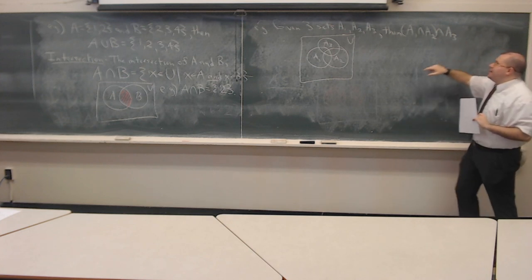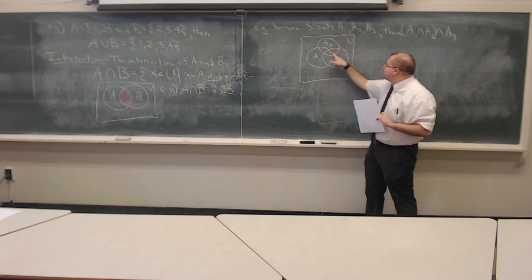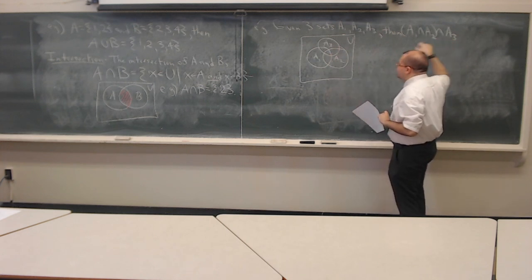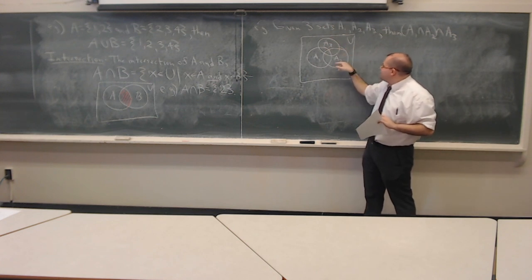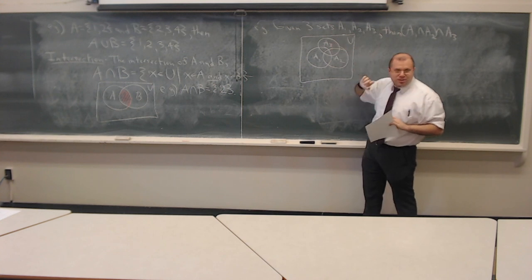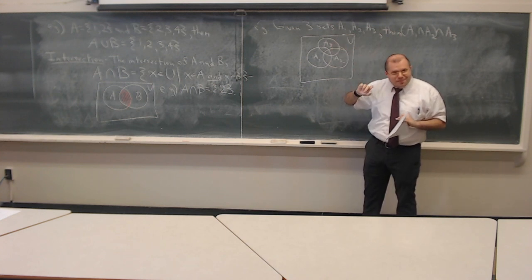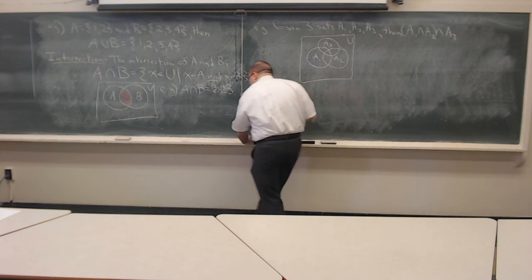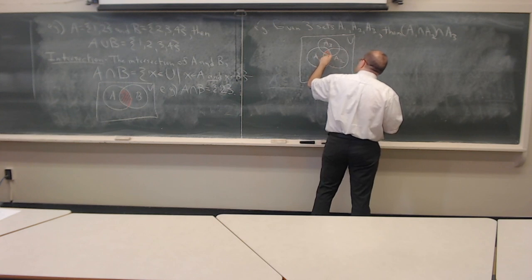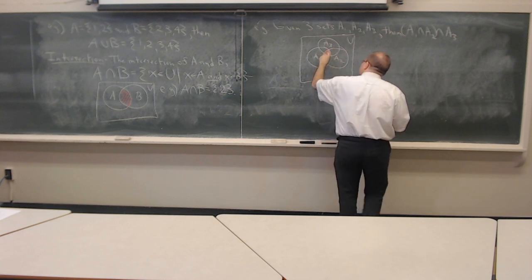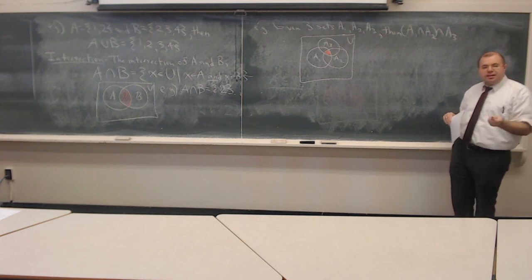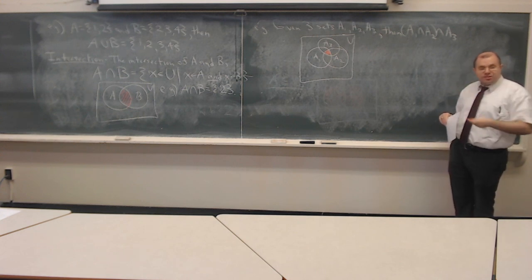If I take this piece of my region, and I intersect it with A sub 3, which is this set, notice that this part right here is not common with that part, which belongs to A sub 3. So when I take the intersection of these three sets, this little middle part right here is the result of the intersection performed on these three sets.